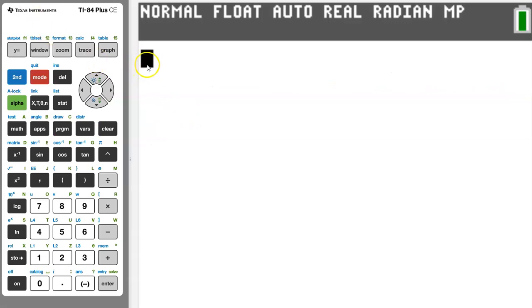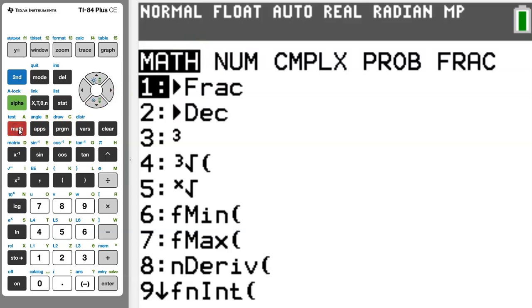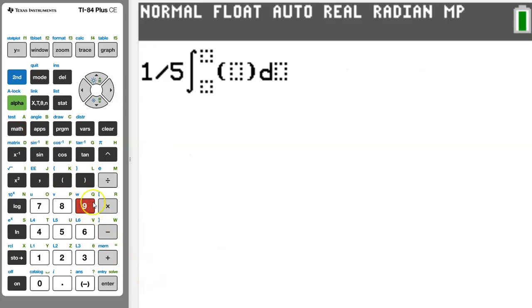Let's start with that 1/5 that I just showed you. So 1 divided by 5, so 1/5. Next we need the integral from 0 to 5. You get that by hitting the math button, and then option 9 is integral. So hit that. We want 0 to 5. Type that in. We want the integral of this function f of t.